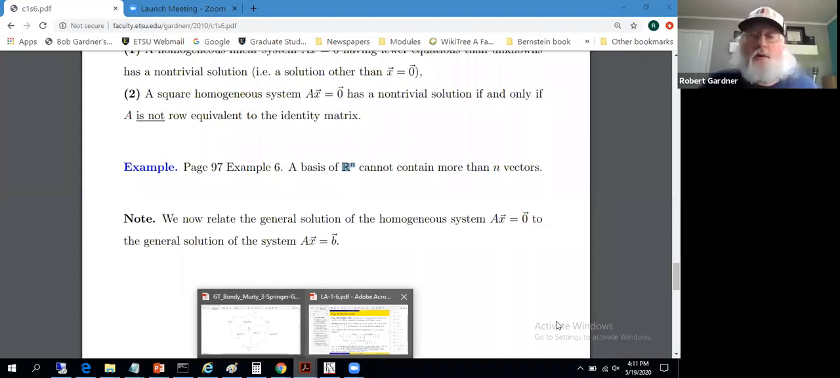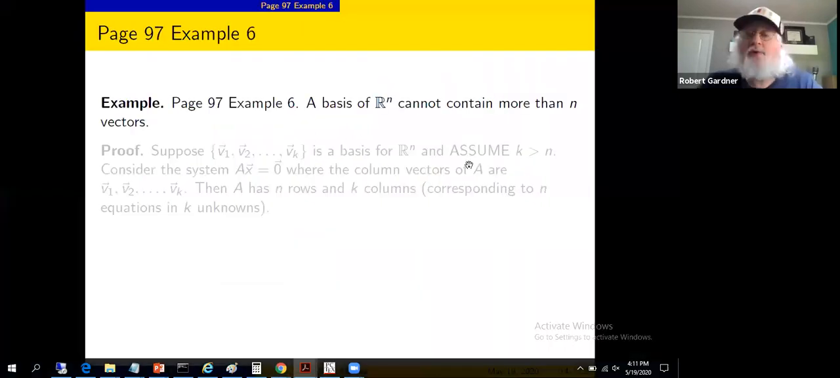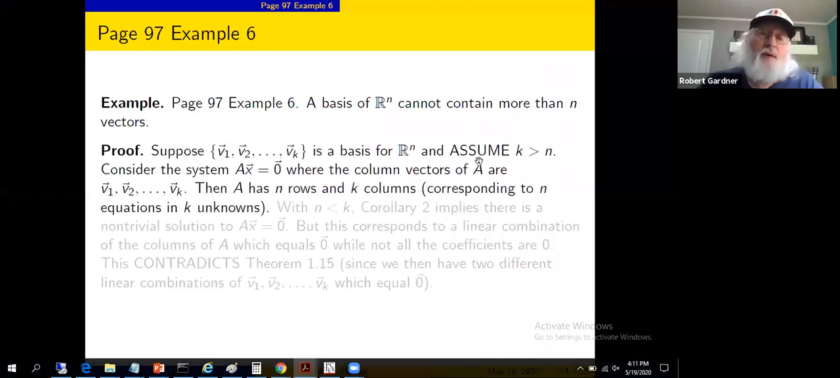Okay, for some notation, suppose v1 through vk is a basis for Rn, and let's assume k is greater than n. So we've got a greater number of vectors than n, and that's going to lead to a contradiction. The claim is in a basis, you can't have more than n vectors. Okay, well, suppose you could. Say that number is k. All right, let's see what happens.